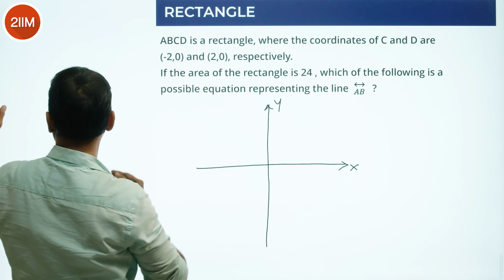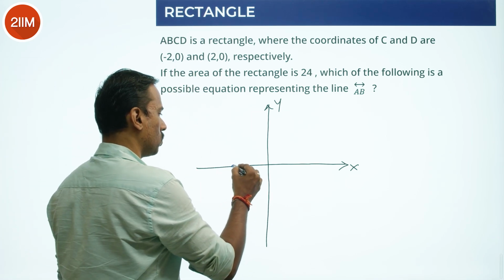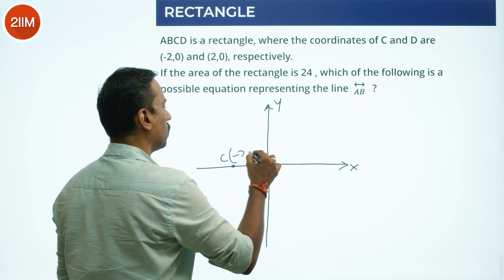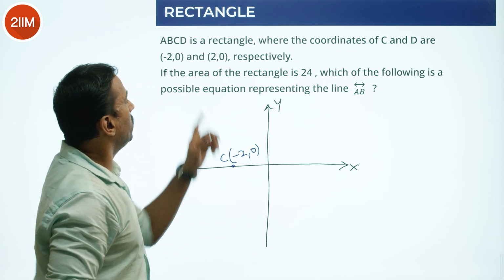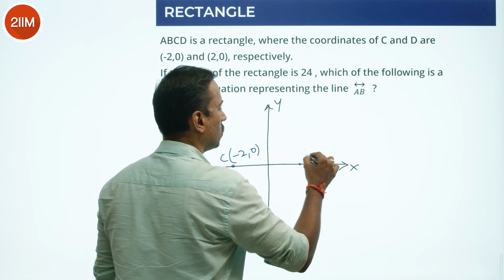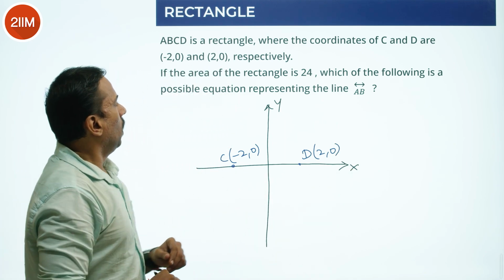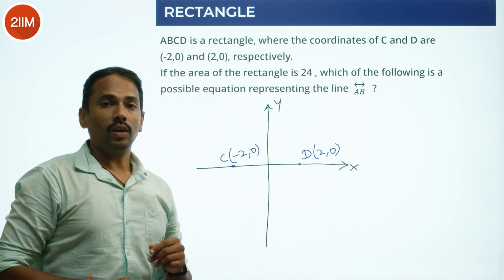C is minus 2 comma 0. It will be here, left hand side. So C will be minus 2 comma 0, and D is 2 comma 0. This will be on the right hand side, again on x-axis itself. So this is D. Fine. Okay, clear. Done. And given the area of the rectangle is 24.